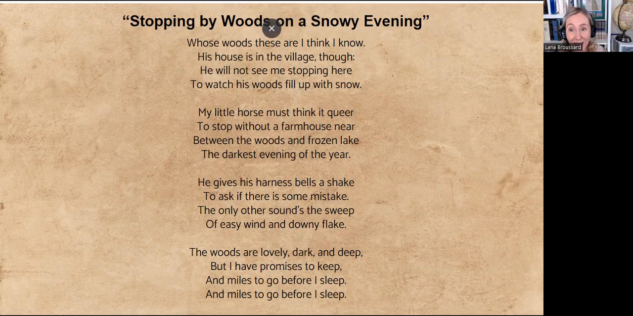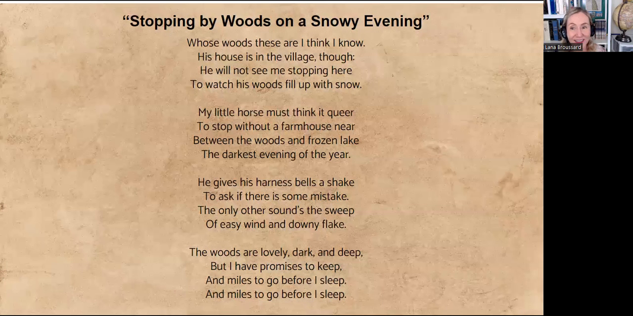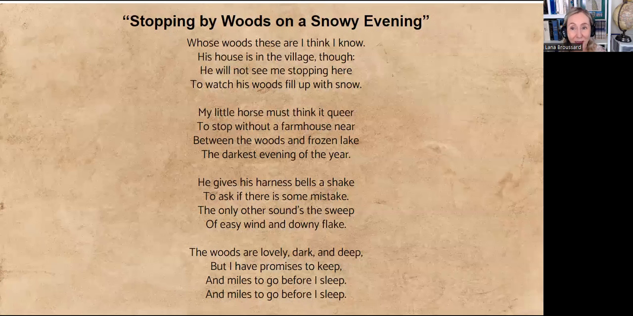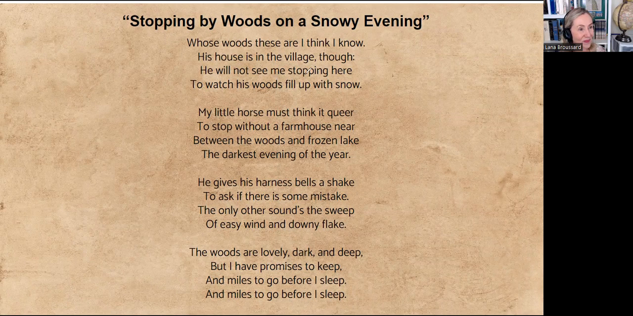Okay, now let's go and look at the first part. Whose woods are these? I think I know. His house is in the village, though. He will not see me stopping here to watch his woods fill up with snow.